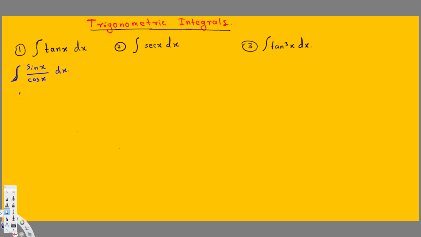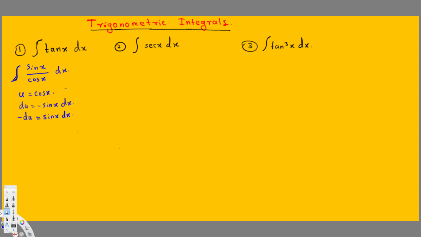So let's pick u. Usually we pick the denominator as u. So the denominator is cos x, and the derivative of cos x is going to be minus sin x dx. But here we have plus sin x dx on top, so we have to change it into plus. So I can change it by taking the negative in front. Minus du is equal to sin x dx.